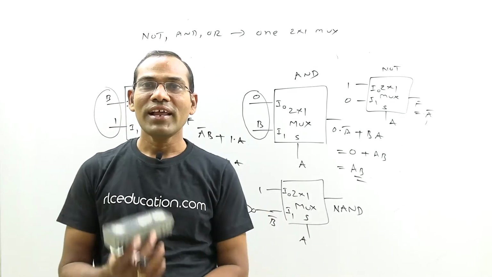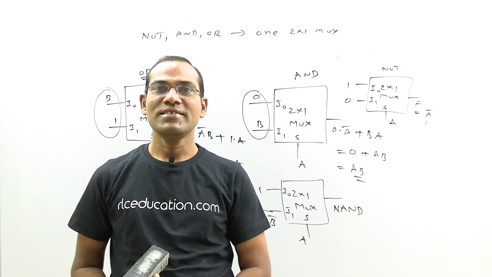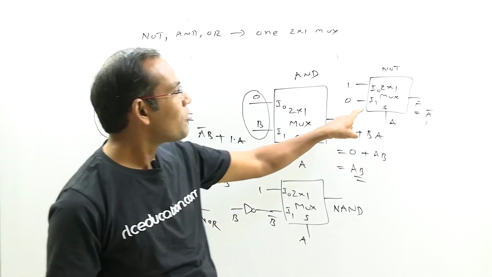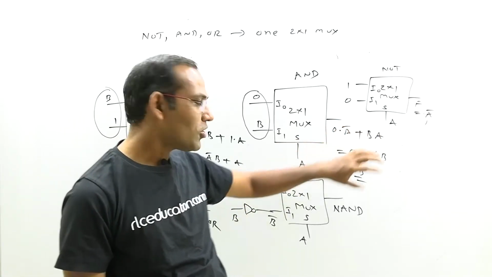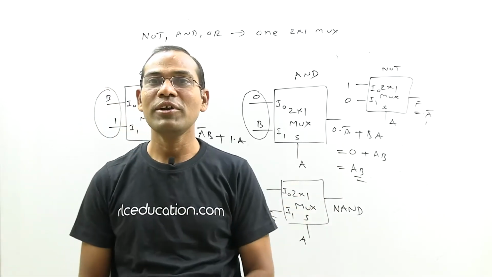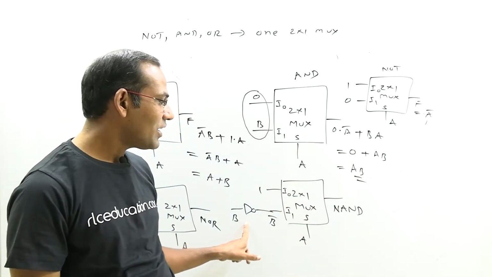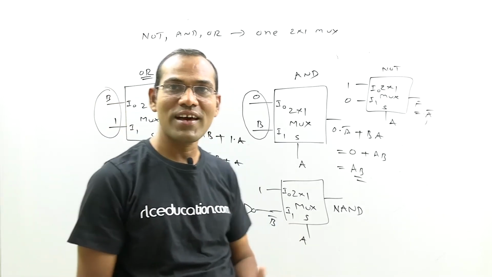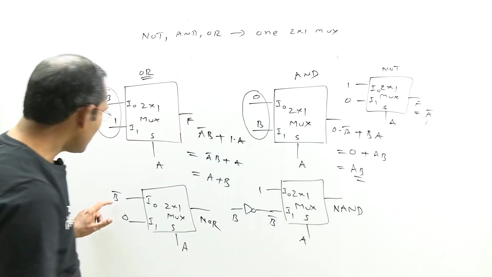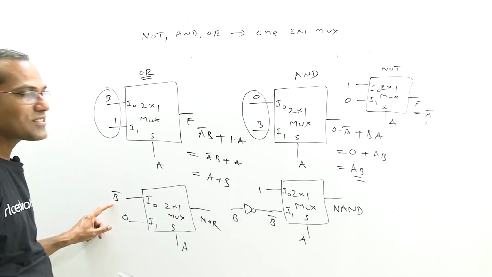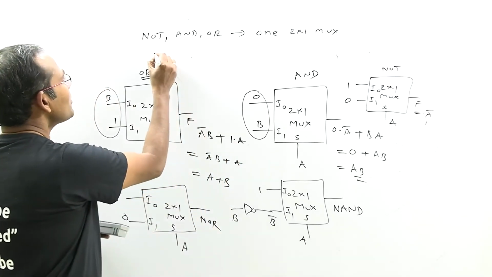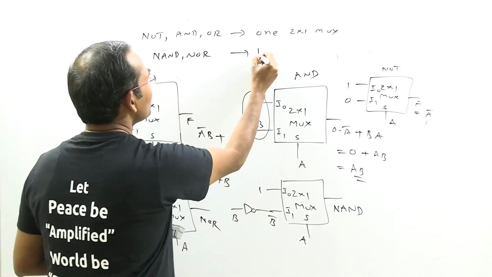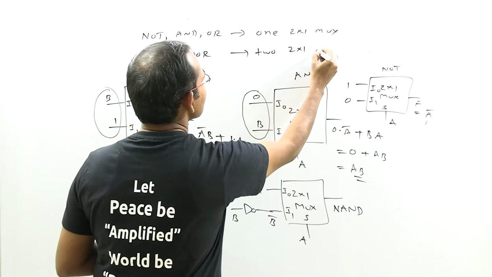Or suppose I want to tell everything in terms of 2x1 multiplexers, then this NOT can be designed from a mux like this. So the number of multiplexers will be 2, one for the NOT gate, another one here. So 2 mux are needed. Here also B bar, that's why 2 mux are needed. So whenever you want to design a NAND or NOR, you require 2 2x1 multiplexers.